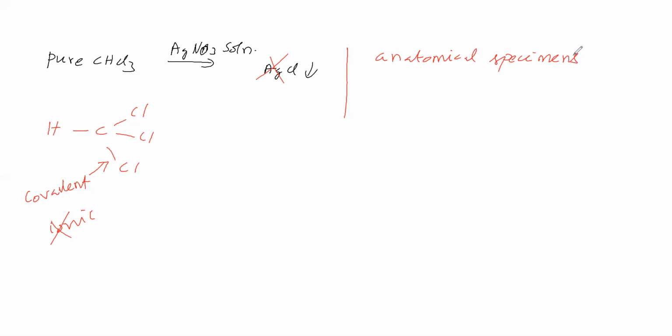Next we will see something about iodoform. How to prepare iodoform: the same way we prepared chloroform, in that way only we can prepare iodoform. But in the preparation of iodoform a little variation is there. What is the variation? We have taken ethanol and bleaching powder solution for preparing chloroform.